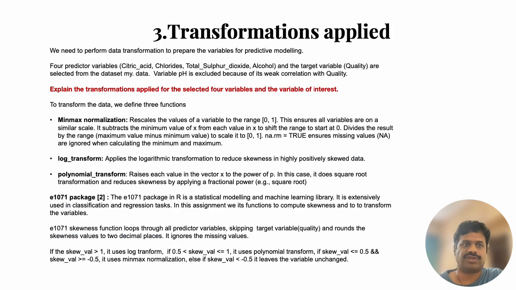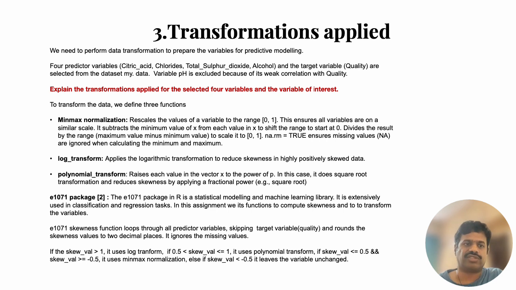So now we have to do transformation. For transformation, we select 4 predictor variables: citric acid, chlorides, total sulfur dioxide and alcohol, and we drop pH because it has very weak correlation with quality. And we use 3 different functions: min max normalization, log transform, polynomial transform. We use the e1071 package of R, which is basically used for classification and regression. In this case, we use the skewness function of the e1071 package to determine the skewness value, and based on the skewness value, we do different types of transformation on these variables.